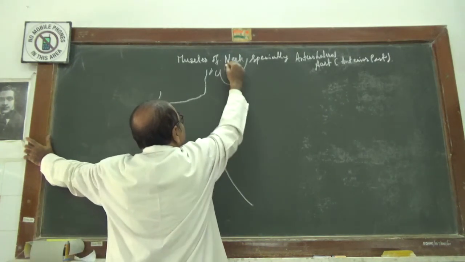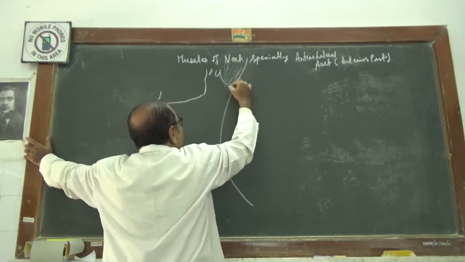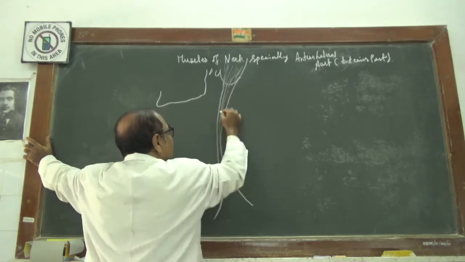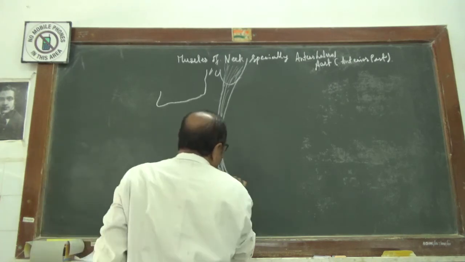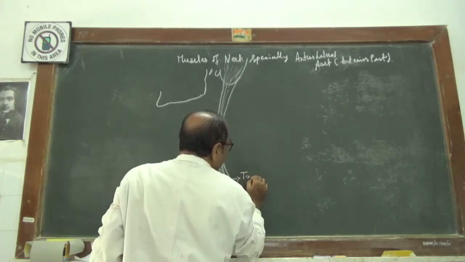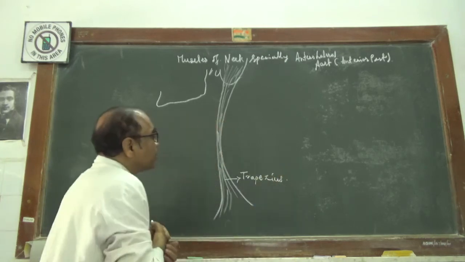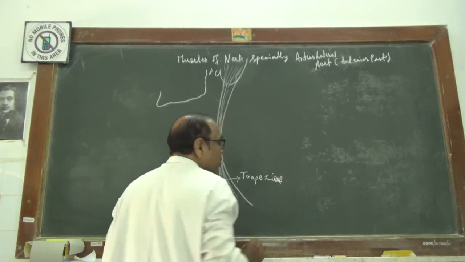Then this is the muscle. This muscle is the trapezius. So it will be there like this. You will be knowing what it does. So this is the trapezius, which has already been finished.